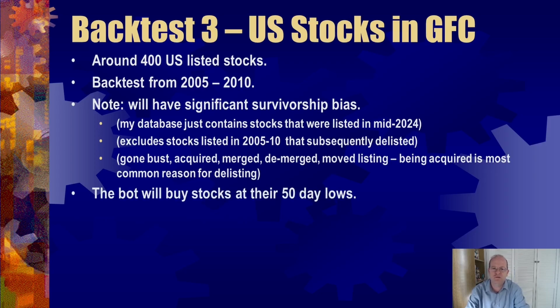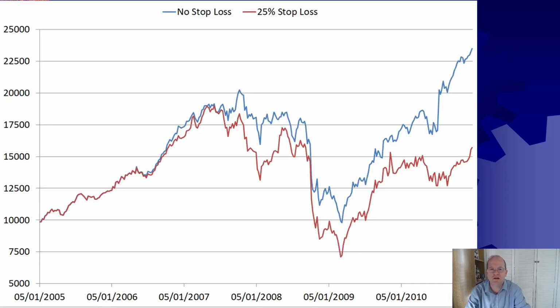So this time the bot will buy stocks at their 50-day lows, and the rest of the strategy is as before. So again, the stop loss didn't really work. It was better to use no stop loss. And again, in 2008, the stop loss really didn't help in saving us. It looks like it also hindered the recovery from 2009 onwards. So from here, really, the best strategy was just to buy all of the things, not use stop losses, throw caution to the wind, and just buy everything.